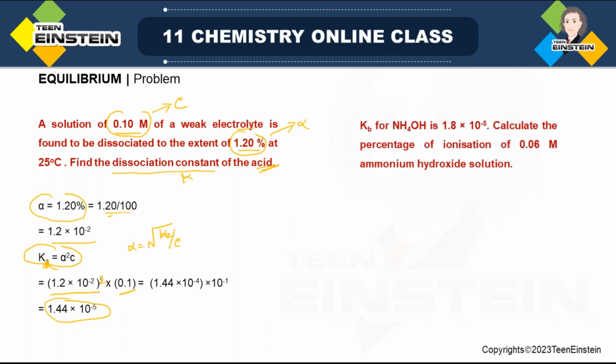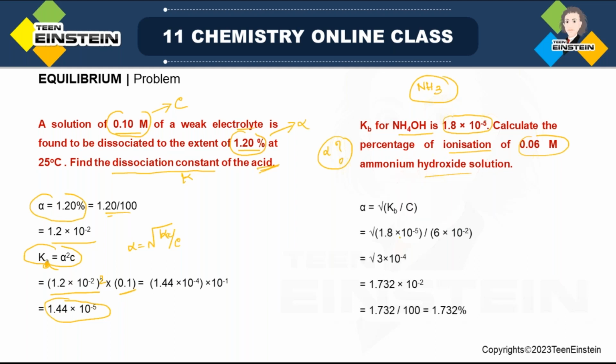In the next problem, the Kb value of ammonium hydroxide, which is nothing but an aqueous solution of ammonia base, is given. So this is the weak electrolyte in this case. In the previous problem, we calculated the K value, but now the Kb value is already given. We have to calculate the percentage of ionization. That means we have to find the alpha value, which is not given, and C is also there for this solution. So using this value of Kb and C, we can calculate alpha.